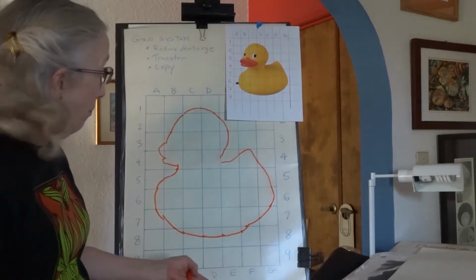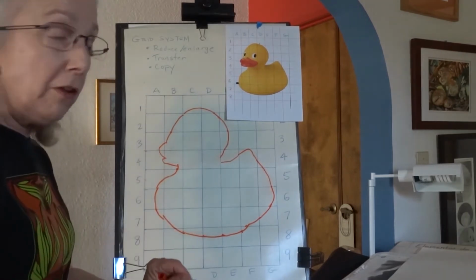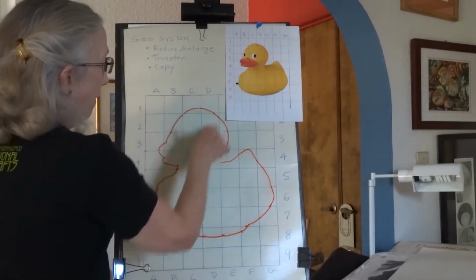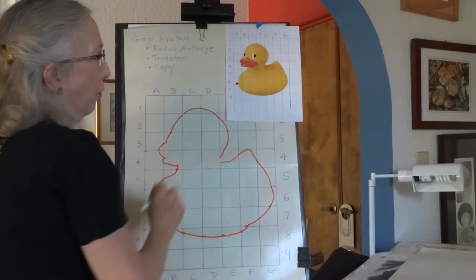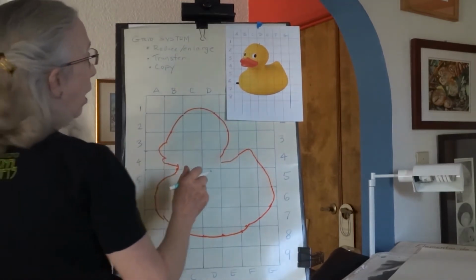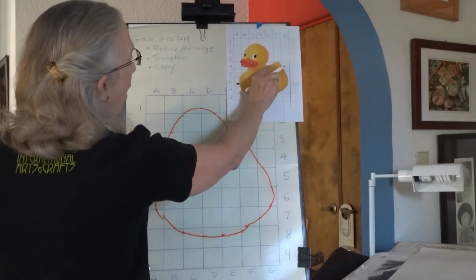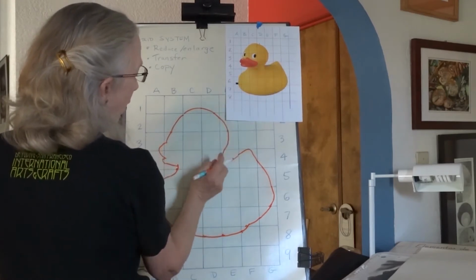And I have the shape of my duck. I need to fine tune it though. There's more details I need to get from my rubber duck that has the grid on it up here. So I'm going to fix this transition here.